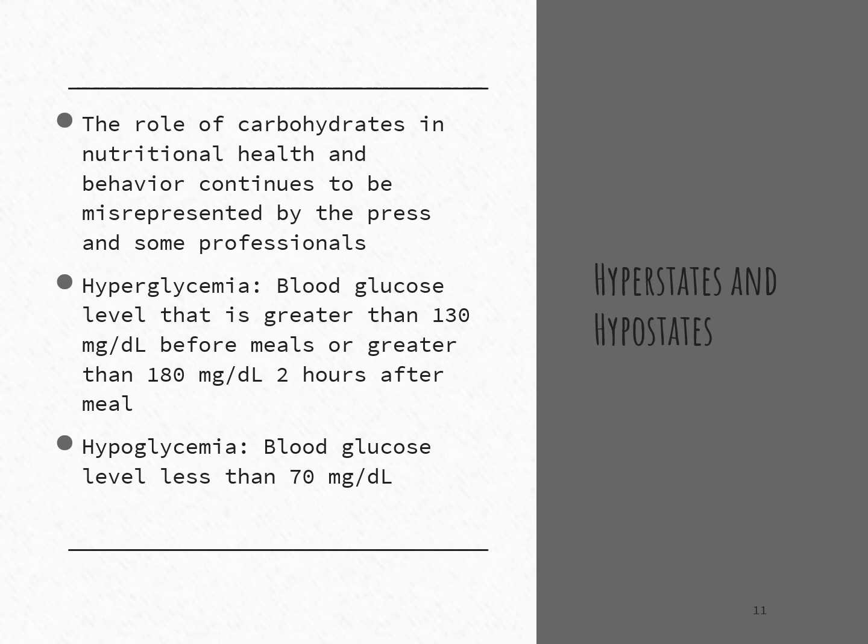But so for hyperglycemia, right, you have too much. That means you have anything higher than 130 milligrams per deciliter before you eat a meal, or after you eat that meal, you have more than 180 milligrams per deciliter 2 hours after you eat the meal. So anytime you have more than 130 at your fasted state, or 2 hours after the meal you're still over 180, then you are hyperglycemic. And then hypoglycemia is anytime, no matter before or after the meal, anytime you have less than 70 milligrams per deciliter.